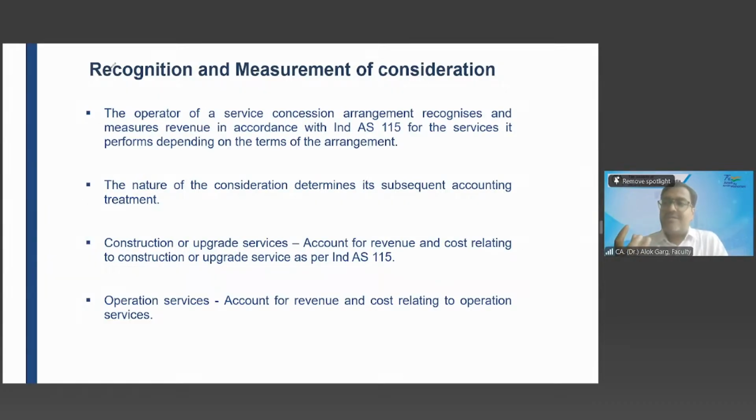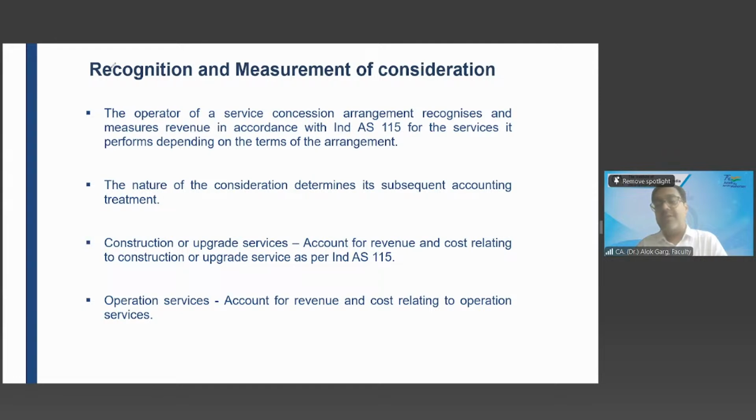So the standard says that your accounting will depend upon the nature of consideration you receive. If government is giving me a fixed amount of consideration, what kind of asset does it become? It becomes a financial asset, right? What is the definition of financial asset? When you cover the financial instrument standard, the definition of financial asset is contractual right to receive cash. So when the government commits that I will pay you a fixed cash of this much amount, it will become your financial asset.